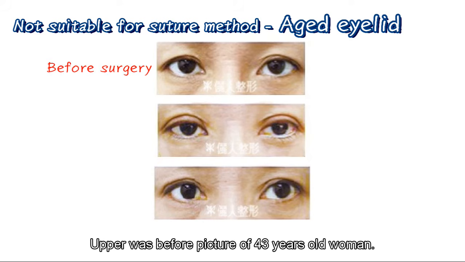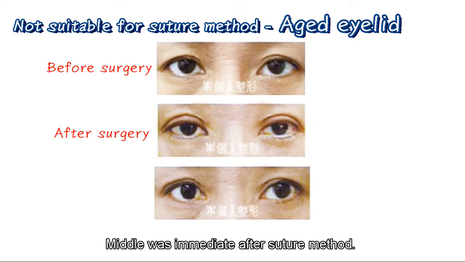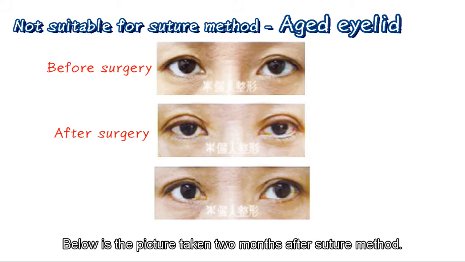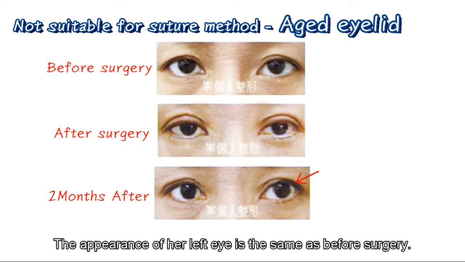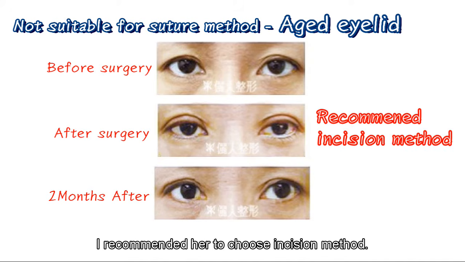Upper was the before picture of a 43-year-old woman. Middle is immediately after suture method. Hooding of her eyelid seems to improve. Below is the picture taken 2 months after suture method. The fold on her right eye is good, but the left fold is faded. The appearance of her left eye is the same as before surgery. I recommend she choose incisional method.